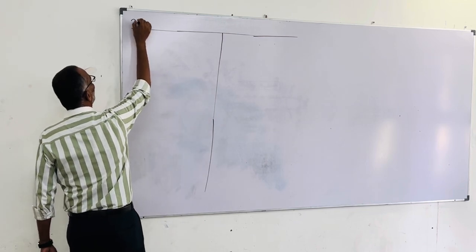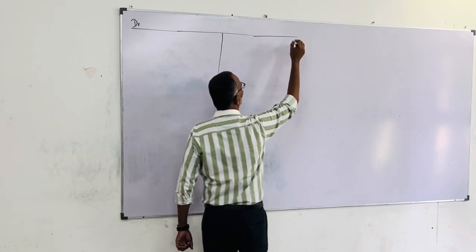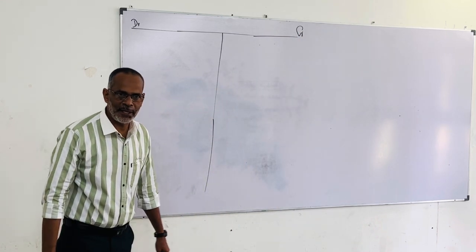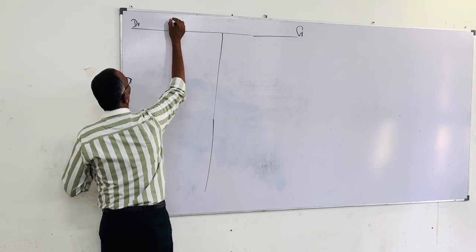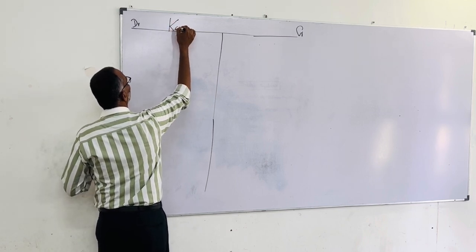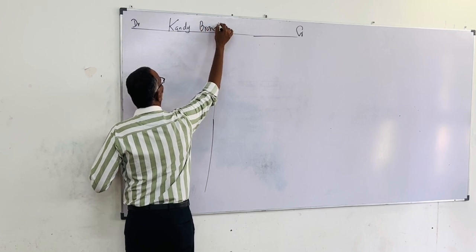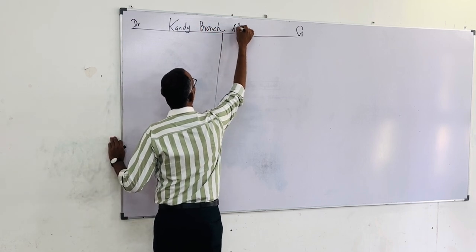This will be the debit side and this will be the credit side. Now we have to open a branch. What is the name? Candy branch. I am recording here Candy branch, and the branch account.